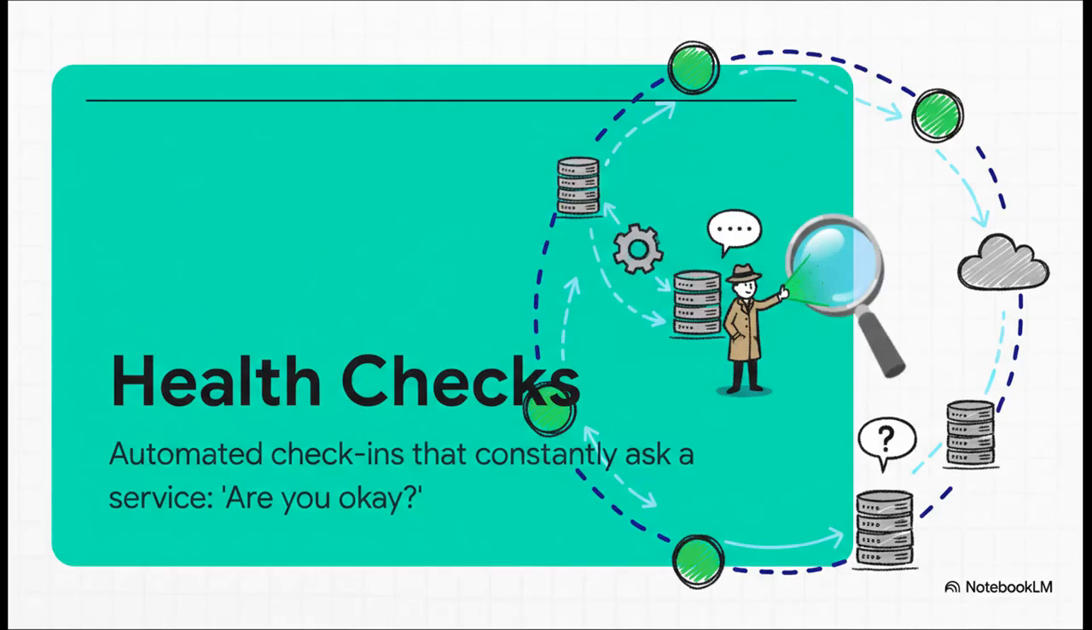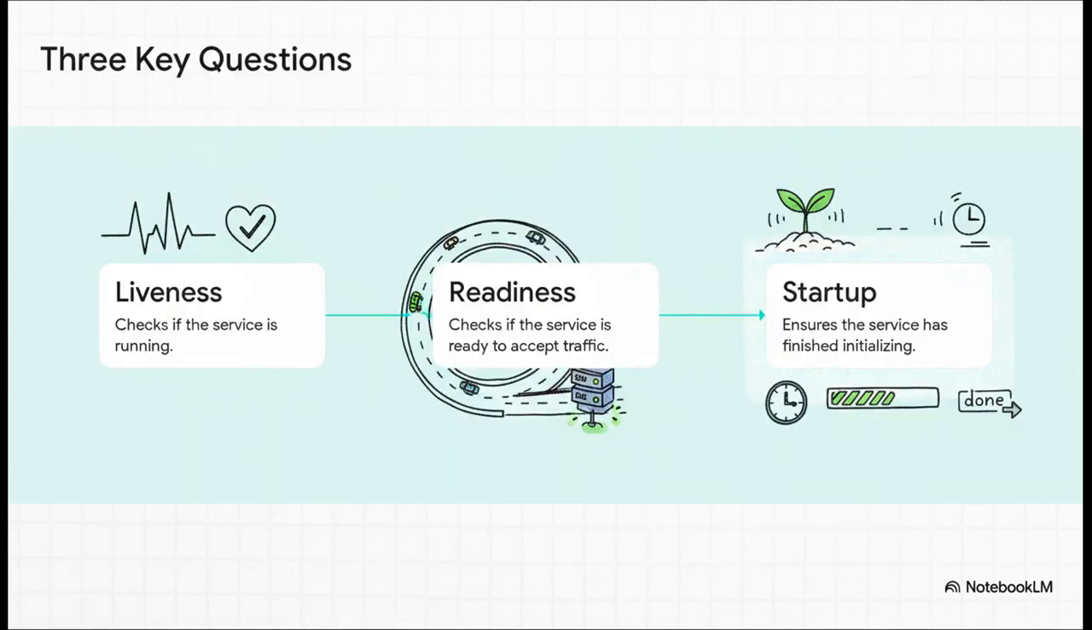Now, besides just collecting logs after something breaks, a modern detective uses proactive tools. And one of the most important is the health check. Think of it like an automated patrol that's constantly walking the beat, tapping each service on the shoulder and just asking a simple question. Hey, you okay over there? And these checks get pretty specific too.